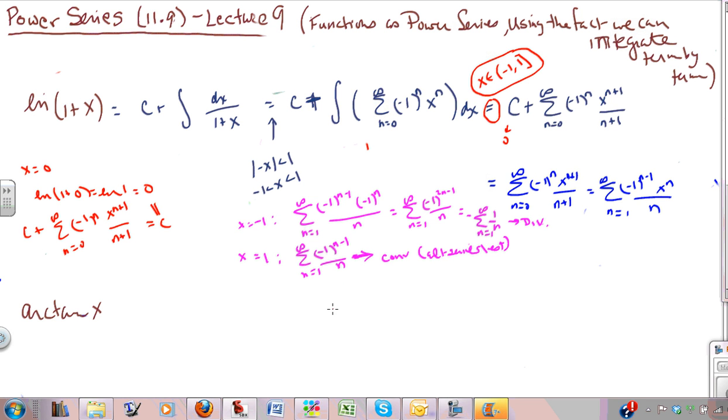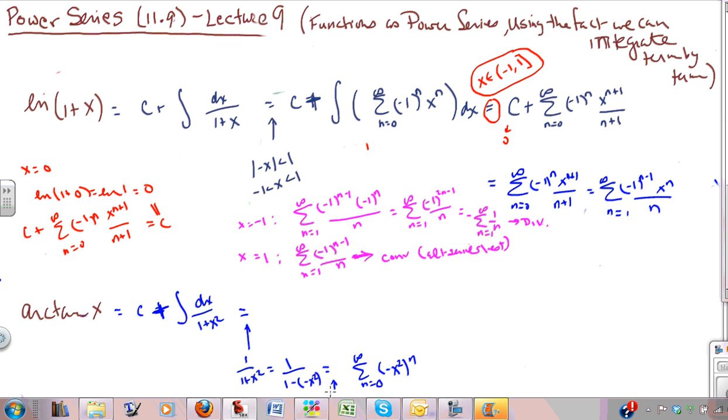Okay, so let's go with this next one. The thing is, you want to recognize this as the integral of 1 over 1 plus x squared, plus a constant. And once you have that, what is 1 over 1 plus x squared? Well, 1 over 1 plus x squared is 1 over 1 minus negative x squared, which is equal to the sum from n equals 0 to infinity of negative x squared to the n.